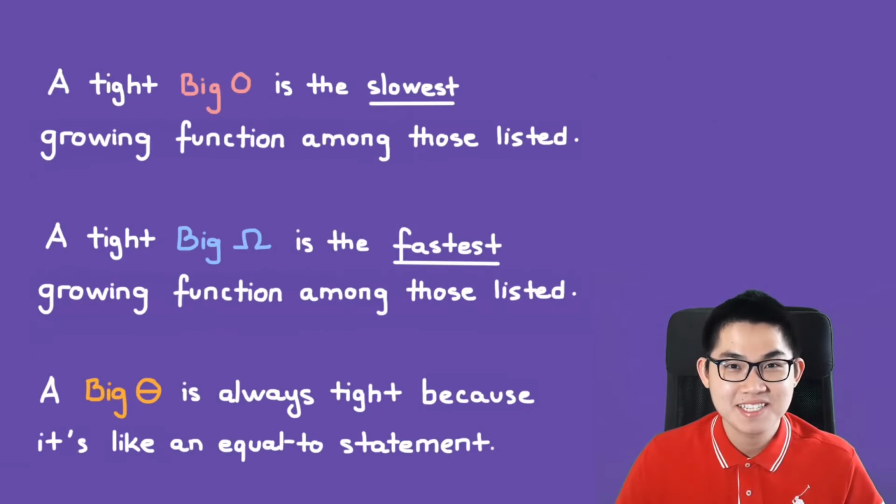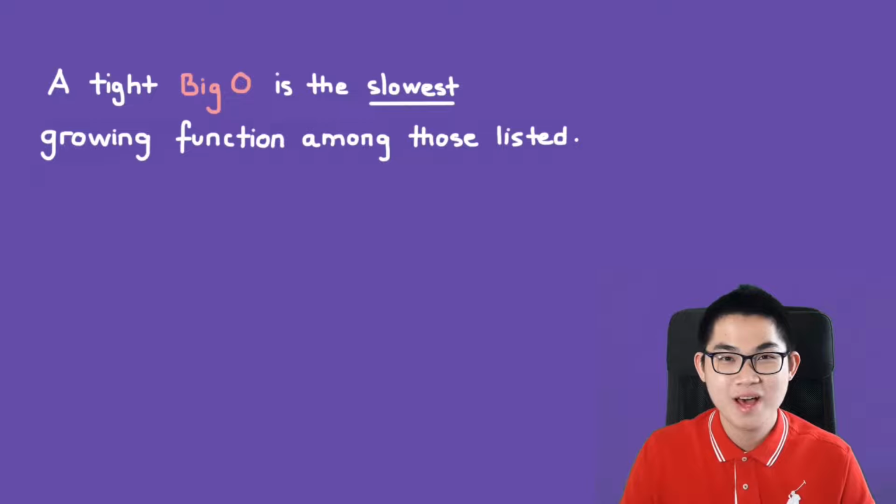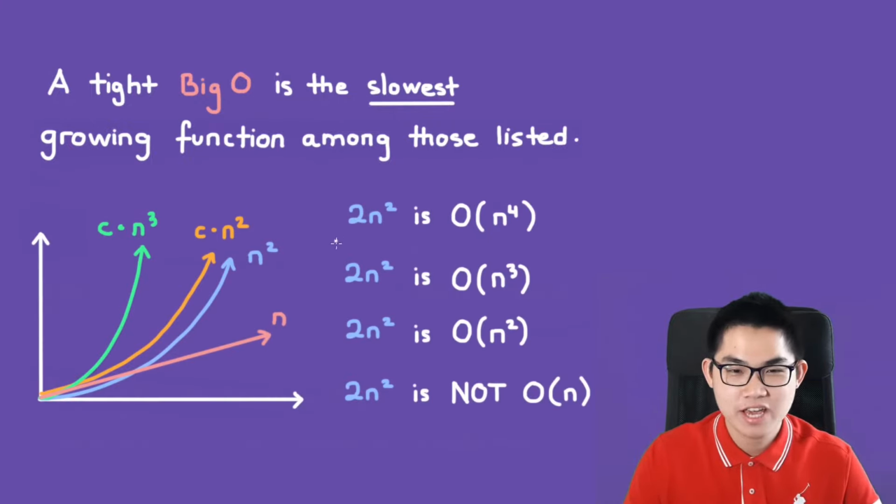On the exam, sometimes they will ask you what is the difference between type big O and type big omega. Well, type big O is basically the slowest growing function among those listed. For example, let's say you're given multiple choice and you have to select which one is type big O. So here we have 2n squared is O(n to the power of 4), 2n squared is O(n to the power of 3), 2n squared is O of n to the power of 2, and 2n squared is not O of n.